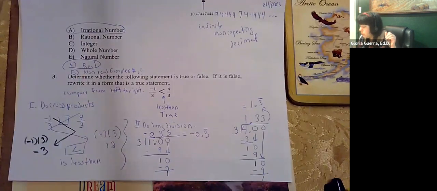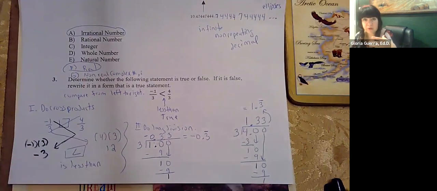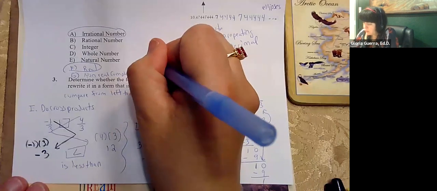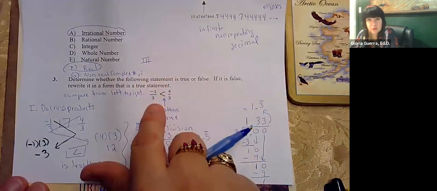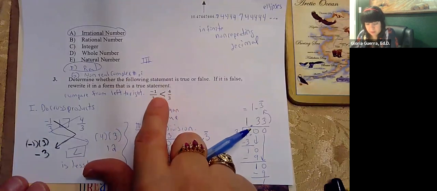And there is a third method. The third method is you want to find a common denominator and build up the fractions, and then you just compare the numerators. The good thing about this problem, part 3, is that you already have common denominators, so you don't have to build them up. You're just going to compare it.